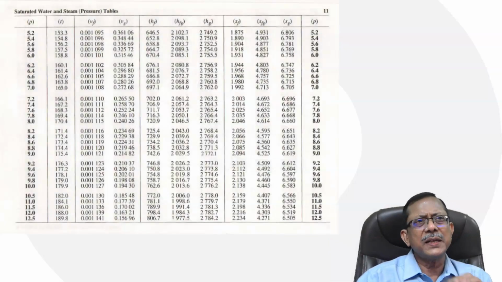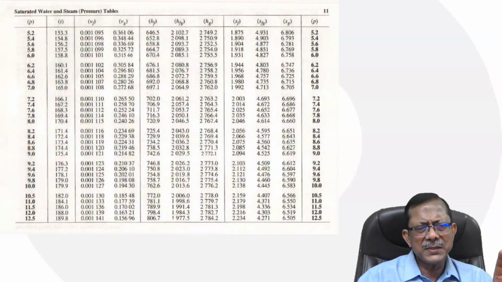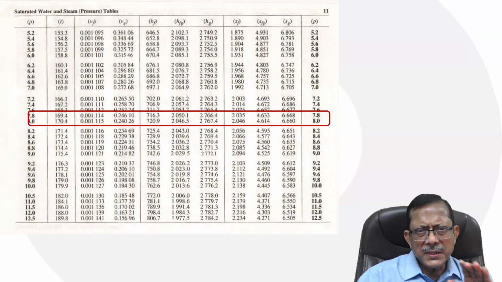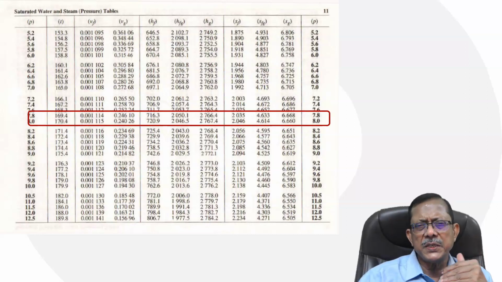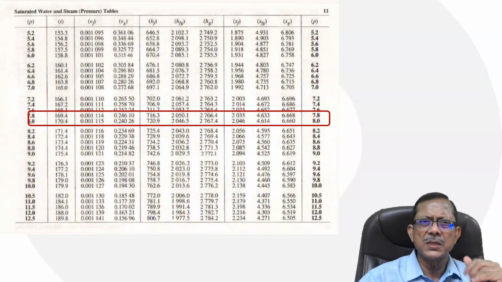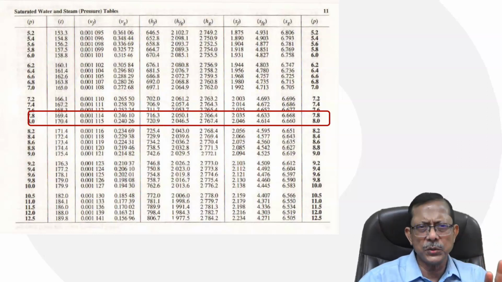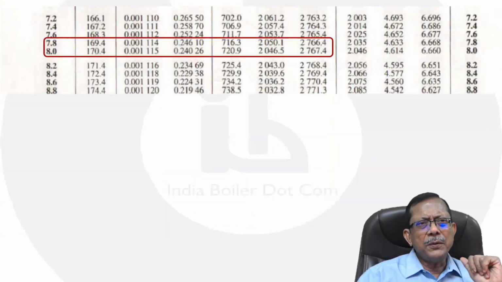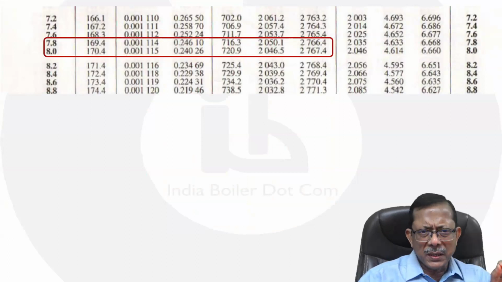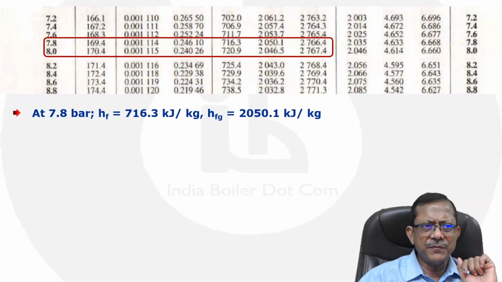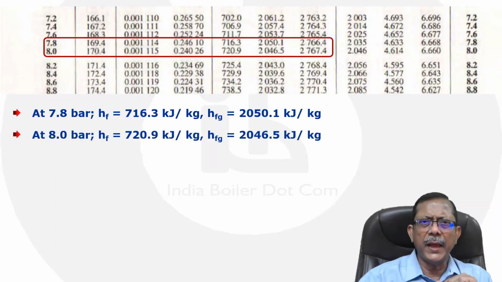So in that case, let us first take a look at this particular table where we are having this 8 bar condition, right? Since it is 7.85, that means it is less than 8 but more than 7.8. So we have to now interpolate between these two values, 7.8 and 8, to get the 7.85 value, right? So I will show you how to interpolate. Now first of all, you note down what is the HF and HFG at 7.8 bar, and what is the HF and HFG at 8 bar.